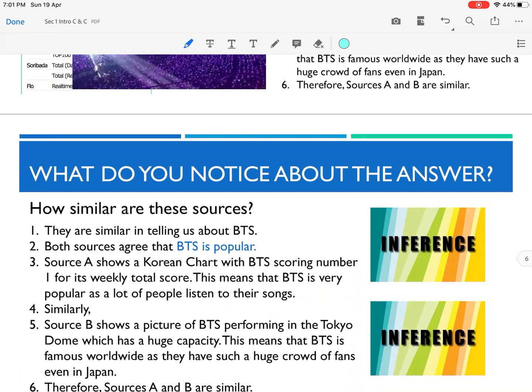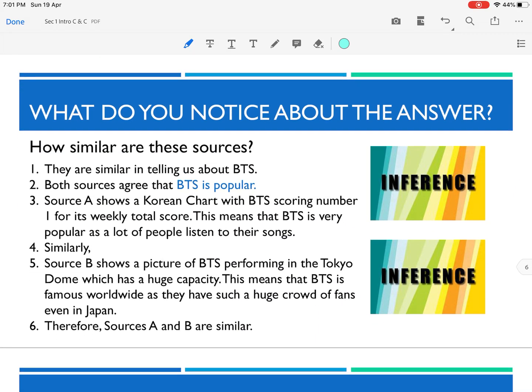Okay, so let's look at the answers in detail. Firstly, you answer the question by saying the similarity. Okay, but what is critical here is that you must give an inference on how they are similar, and in this case it is BTS is popular. It is not seen or shown in the image directly, but it is an inference that was made. Okay, so if I were to write it down, this is your inference.